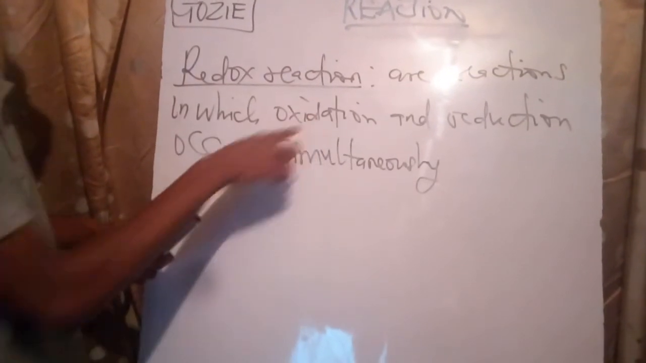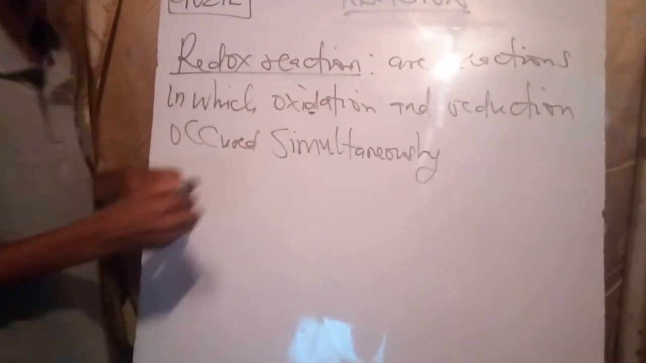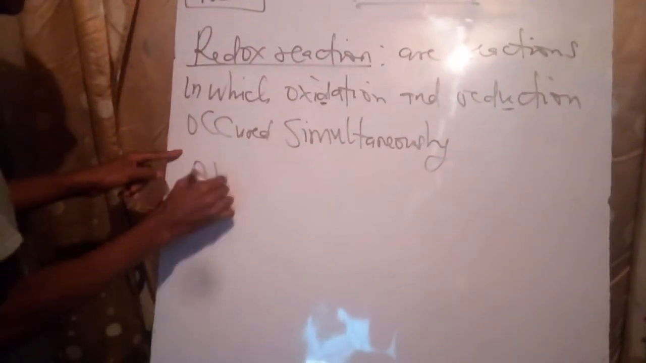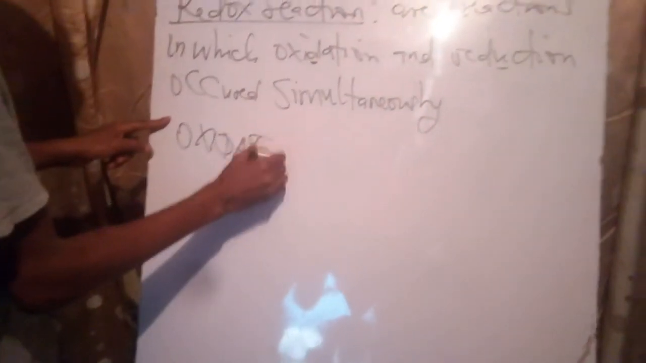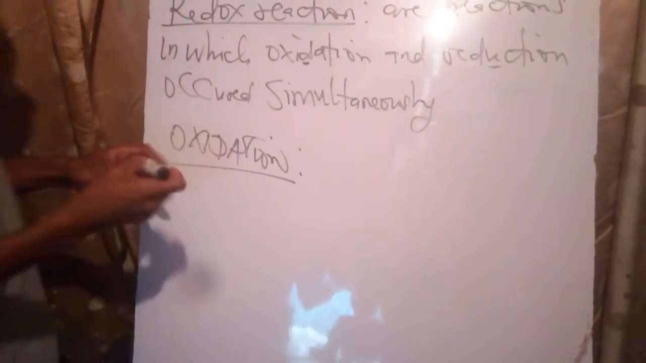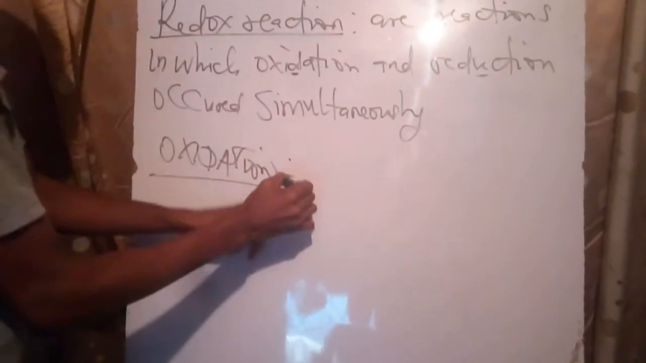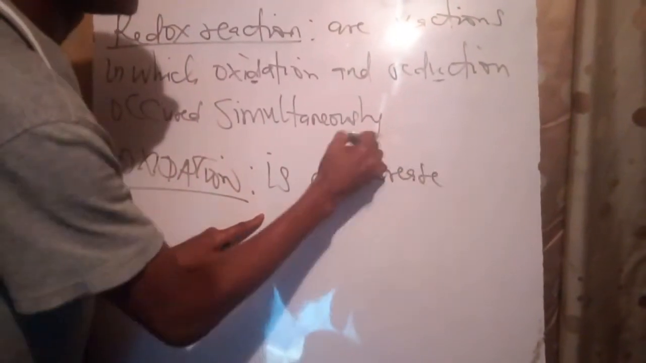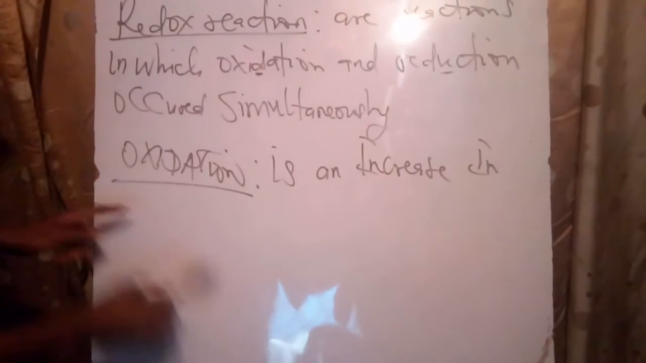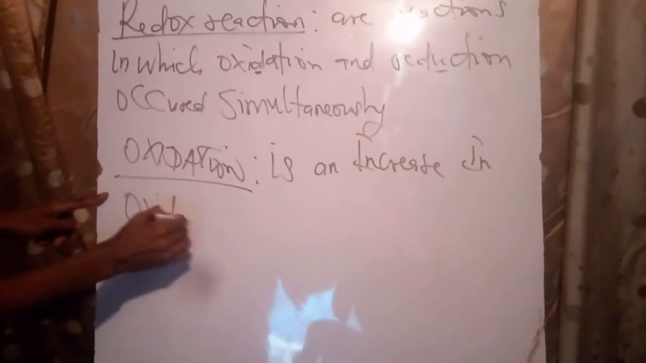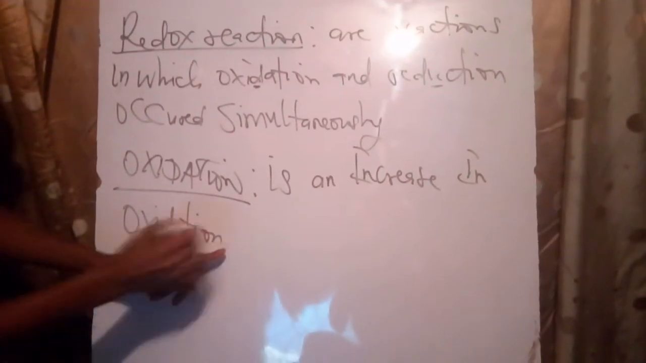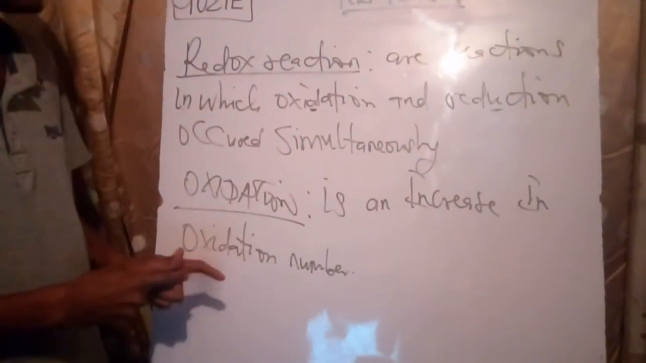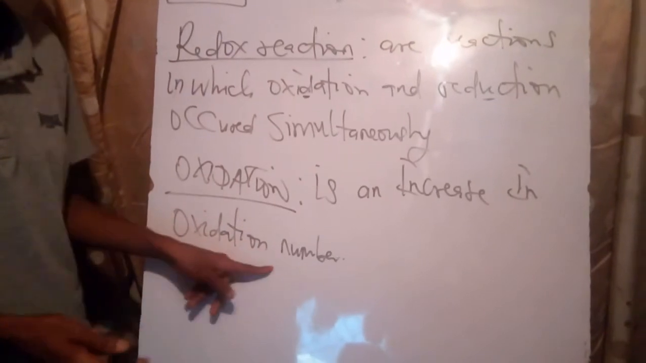Now, what is the meaning of oxidation and what is the meaning of reduction? Alright, we'll go straight away to talk about that. Oxidation is an increase in oxidation number. I hope you understand what an oxidation number is.